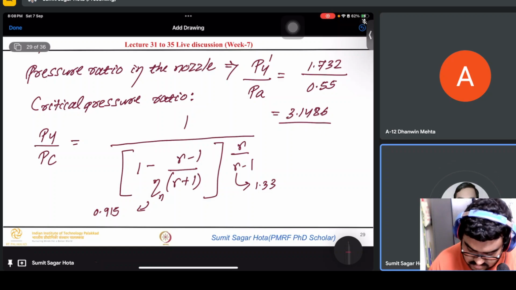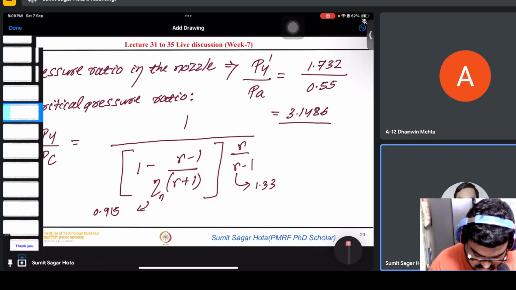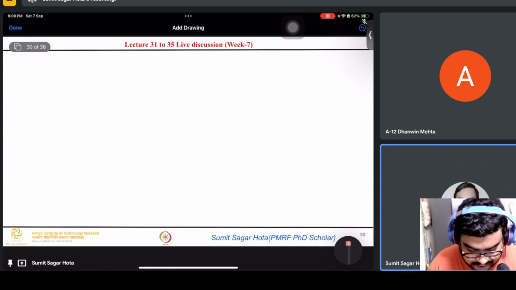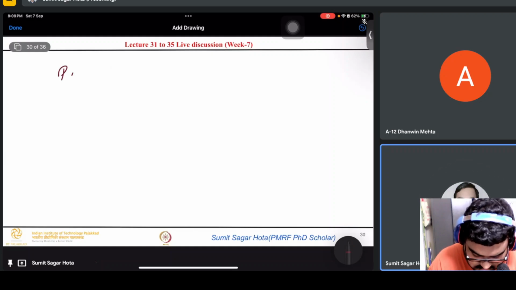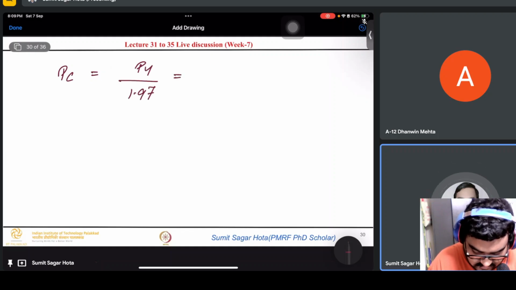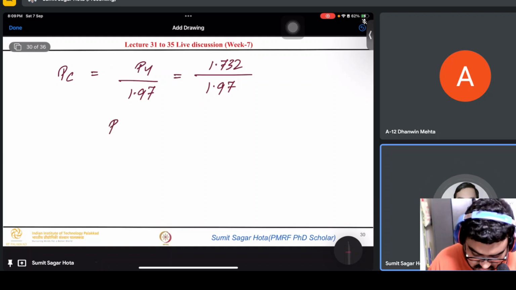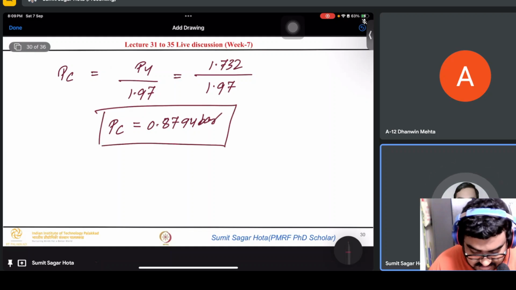So now if you put all these values, your PC is equal to P4 by 1.97. What is the P4? 1.732, P4 value is already given. So from there we can find out the critical pressure as 0.8794 bar. This is a very important pressure. This kind of question can be asked.